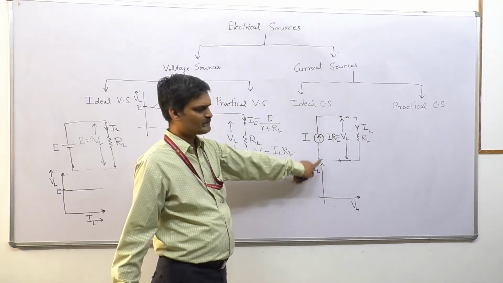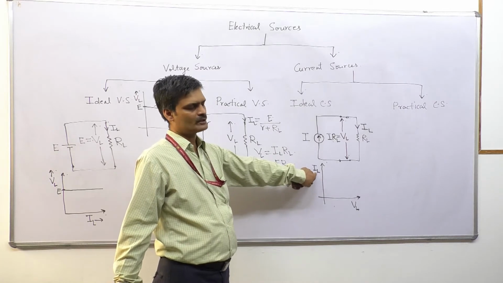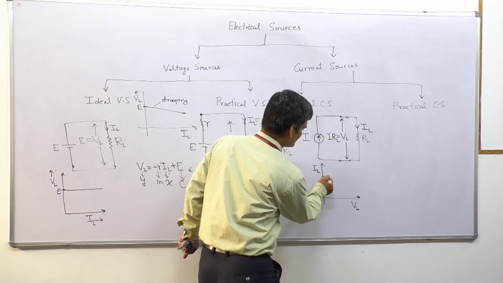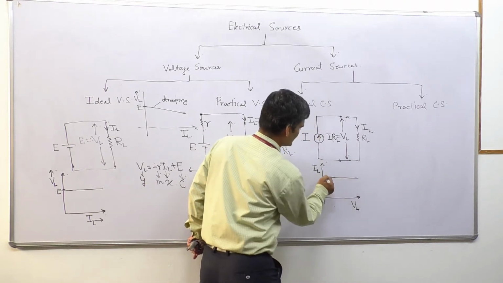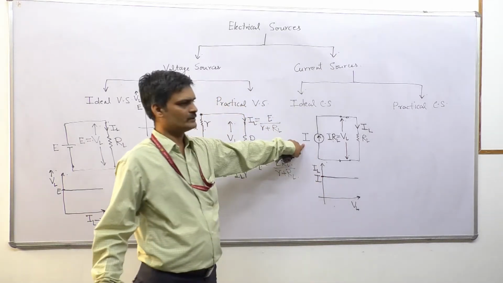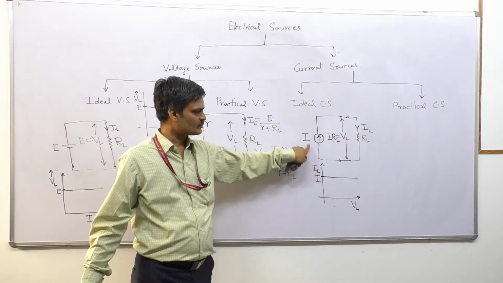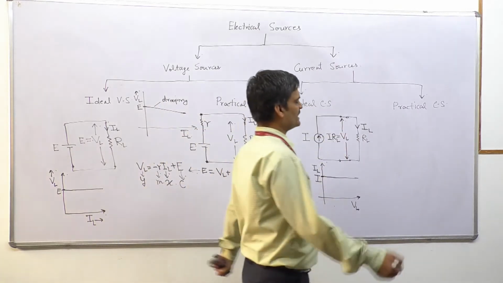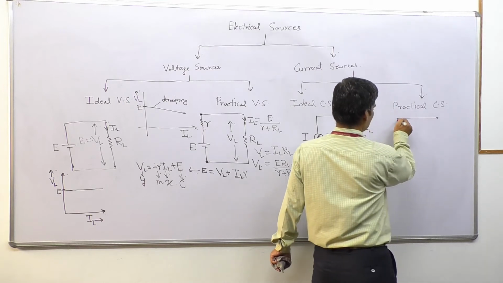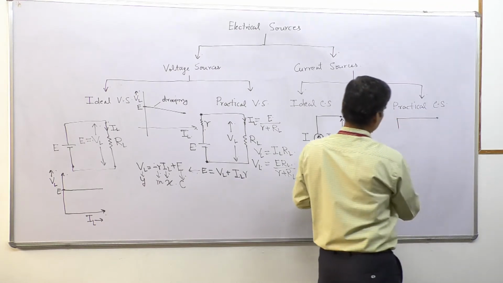So we can see easily that the value of load current is independent of the value of load voltage. So this also comes out to be a straight line, and this value is constant at the value of I, which is the value of the current source. Then what is the practical current source?